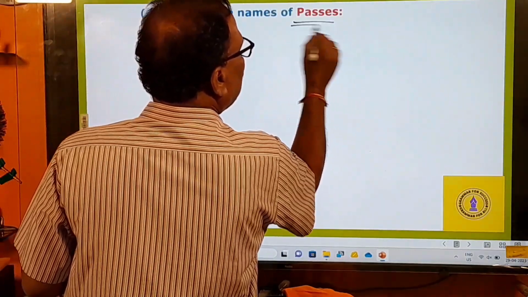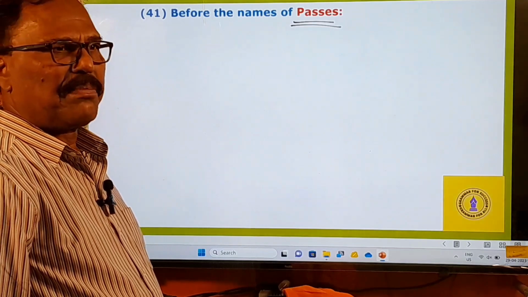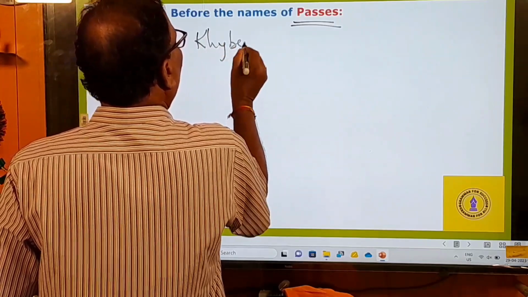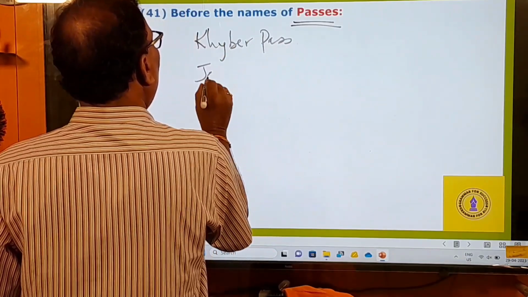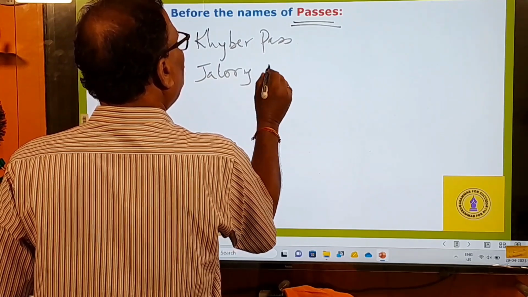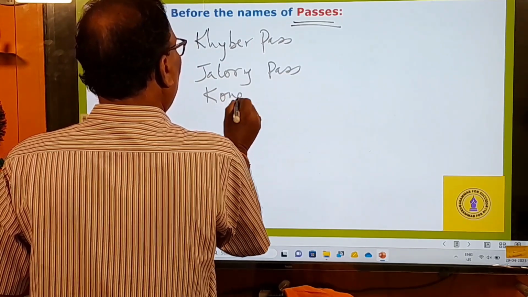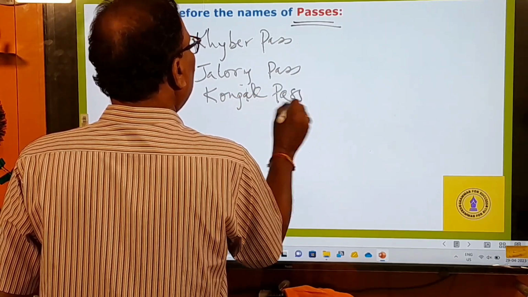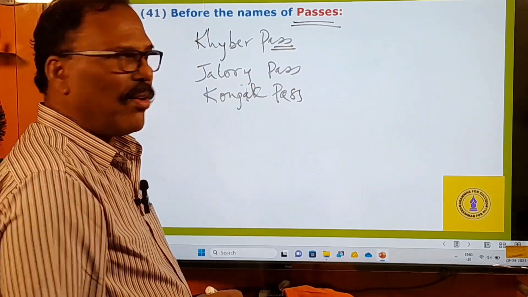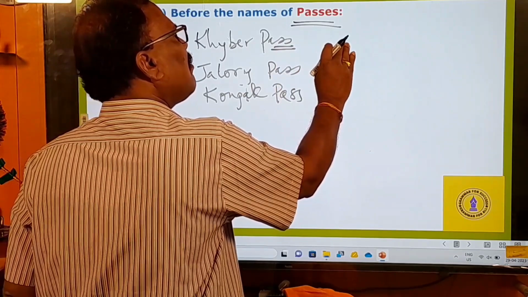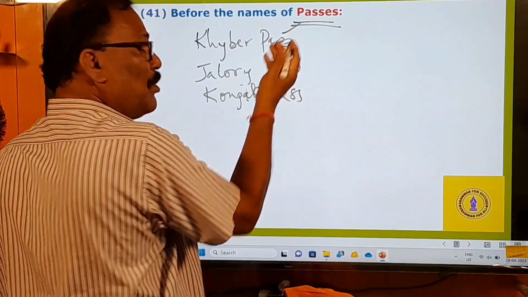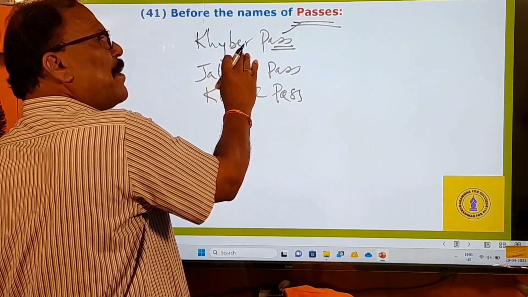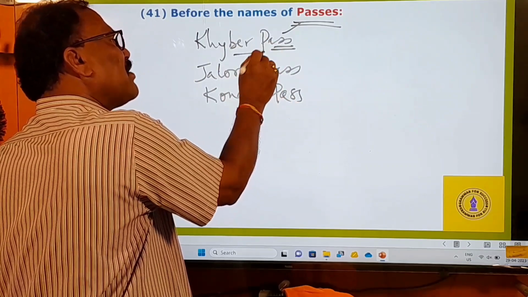Before the names of passes. Pass means by which you can pass through. Okay, famous passes are there, the Khyber Pass, the Jalori Pass, the Karakoram Pass. Khyber Pass is in Pakistan, on the border with Afghanistan. And you know very well, many invasions on India occurred only through this Khyber Pass. Many invaders came to India through this Khyber Pass. You know that very well.